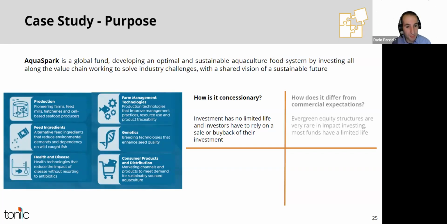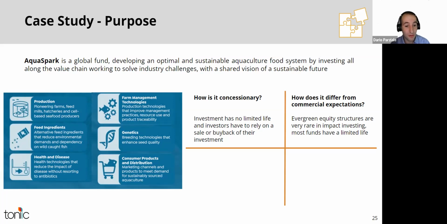It differs from commercial expectations because evergreen equity structures are very rare in impact investing. The vast majority of funds have a limited lifetime, and if you see evergreen structures, they are most likely loan funds. Evergreen companies are mostly seen in financial markets for non-impact investments. I'm sure many of you will be familiar with holding companies such as Berkshire Hathaway, where investors can exit by selling shares on the stock market. That is not the case for Aquaspark, at least yet, because it's not listed on the stock market. So there is no immediate liquidity opportunity for investors.